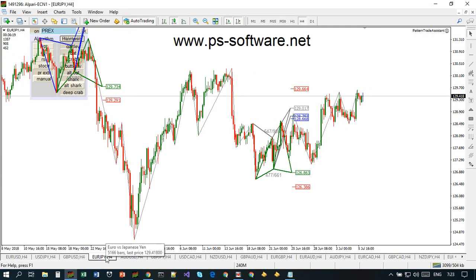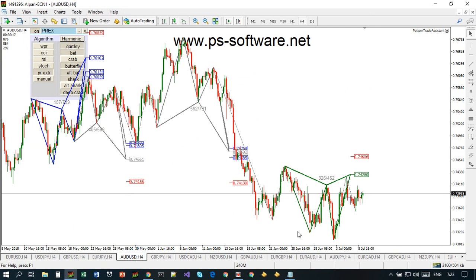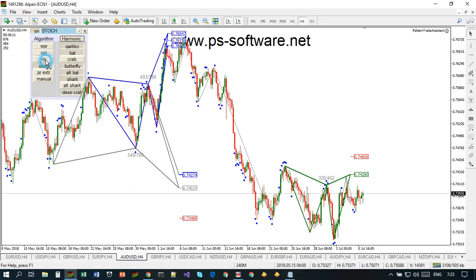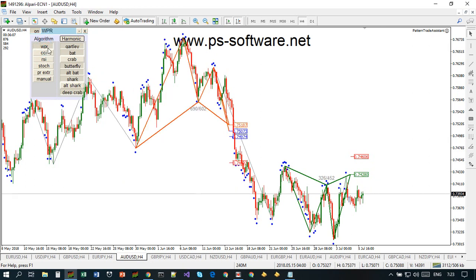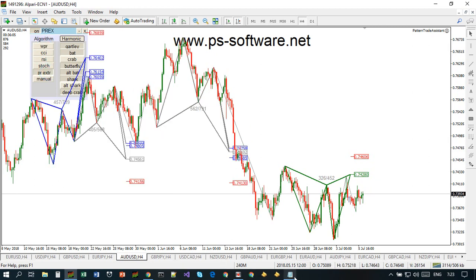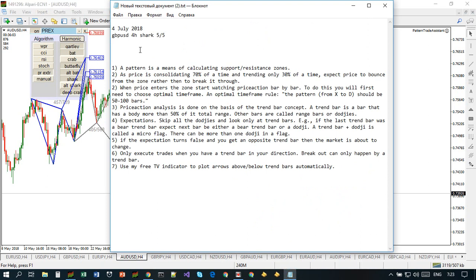The next one is euro yen, nothing here. Aussie dollar, potential shark as well, and let us check if it is an obvious one. 2 algorithms, 3, 4, 5 of 5 as well. So let us type shark. AUD USD 4 hour shark pattern, 5 of 5.